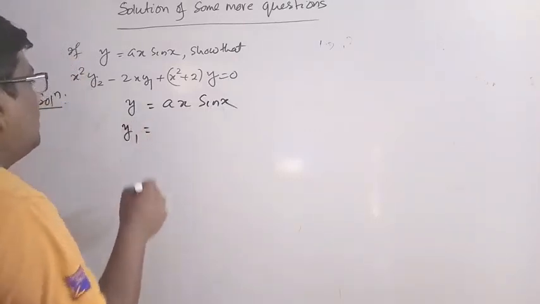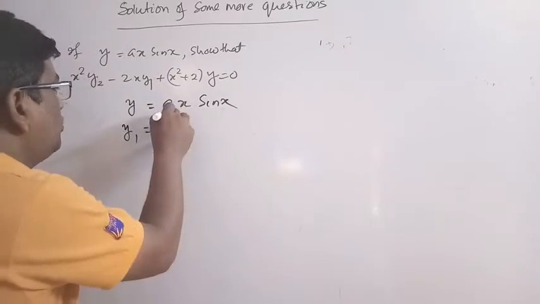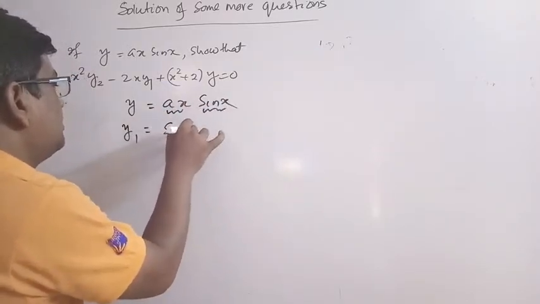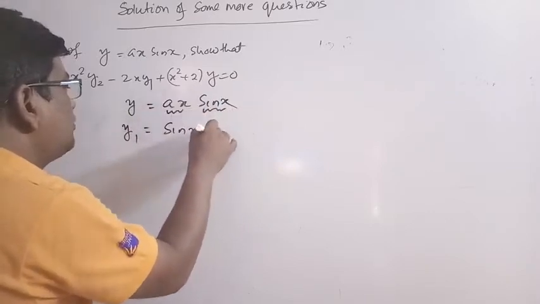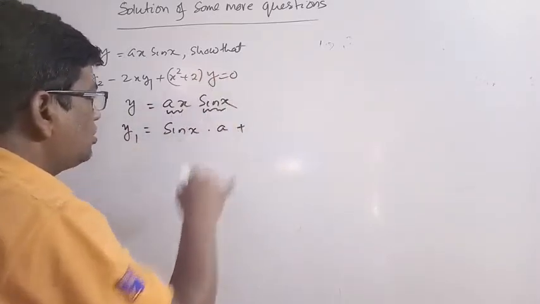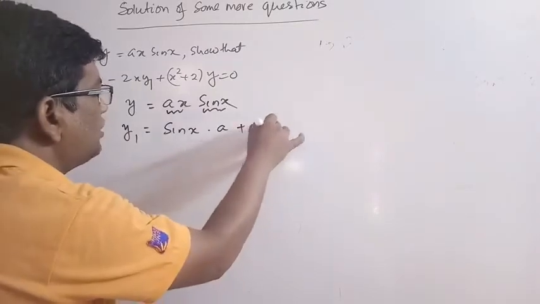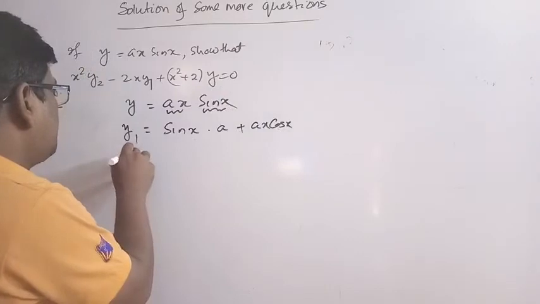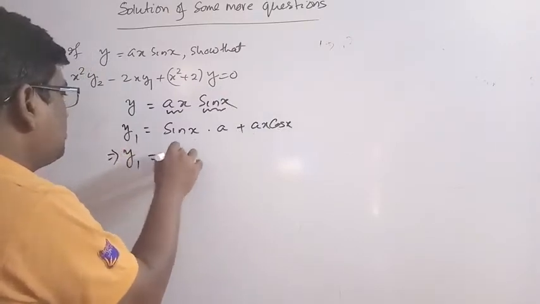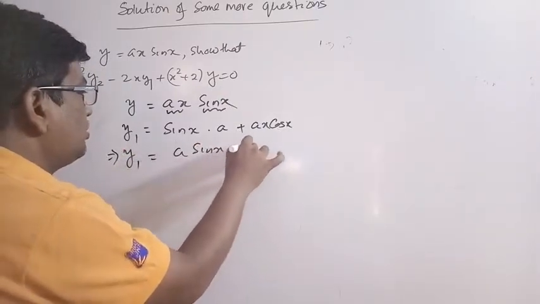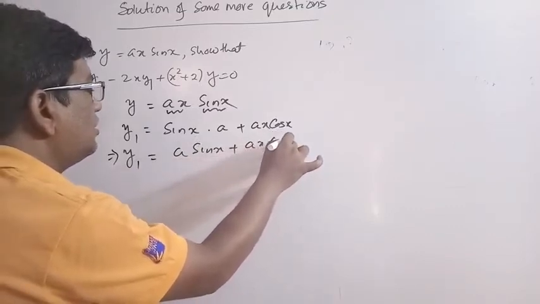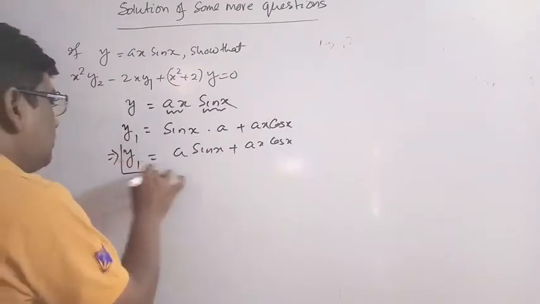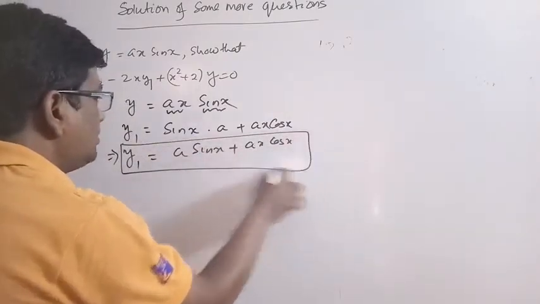For y1, a is a constant. Suppose this is u and this is v. So sin x into the derivative of x, which is a, plus a x into the derivative of sin x, which is cos x. So y1 is equal to a sin x plus a x cos x.